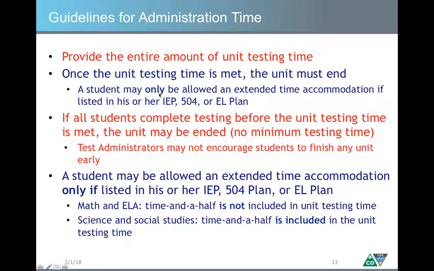A student will only be allowed extended time if they have the accommodation listed in their IEP, 504, or ELL plan. If all students complete testing before the unit testing time is met, the unit can be ended. You've scheduled 90 minutes, but let's say everybody in the entire class is done by 70 minutes, then you can end that time because they've submitted it and they can't reopen it anyway. However, if everybody has finished but one student, that student still gets the entire 90 minutes.